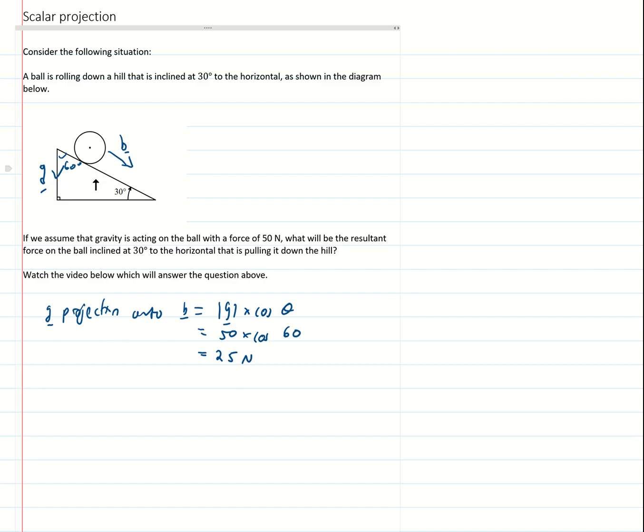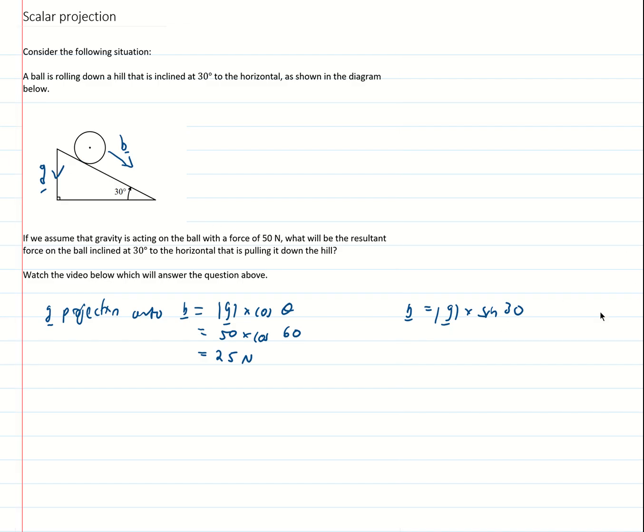We can also use sine. If we didn't have the 60 degrees and things were a little bit different, we could still work out the magnitude of that projection onto B if we just do G times sine of 30, because sine of 30 and cos 60 give us the same thing. They're both a half. So we can actually use sine in this case and not have to worry about the angle between. So you've got a choice.